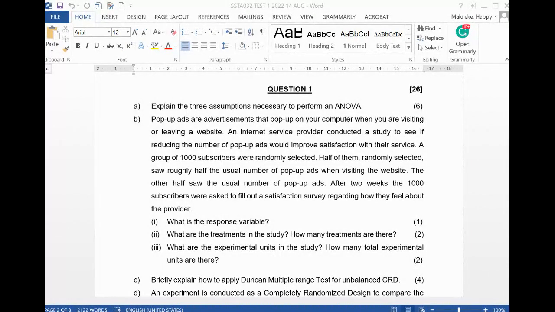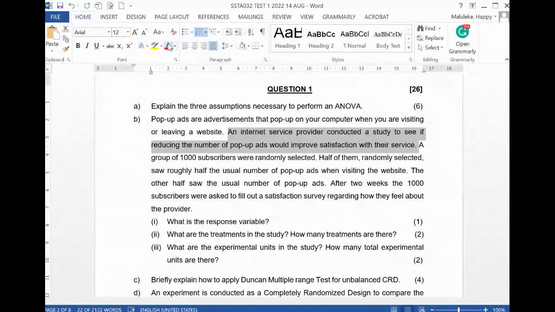In part B, I gave you that statement, and I asked you to indicate the response variable. The response variable, guys, is the outcome of your experiment. Your outcome of your experiment is the satisfaction. Here it is. The response variable is the satisfaction, because here the internet service provider conducted the study to see if reducing the number, I'm reading this part, guys. So the answer is here.